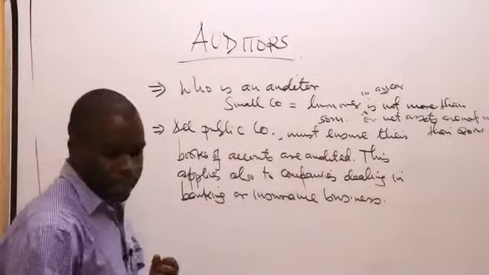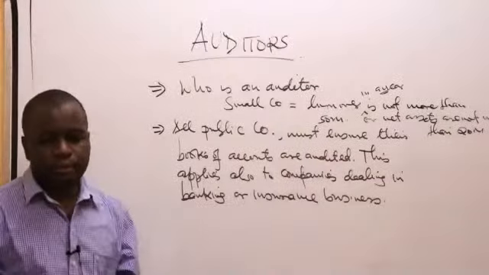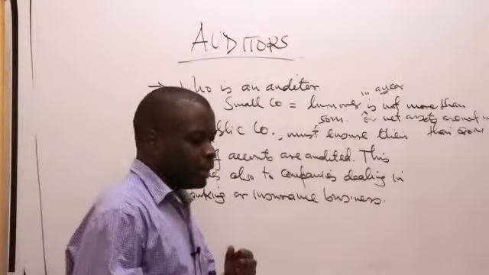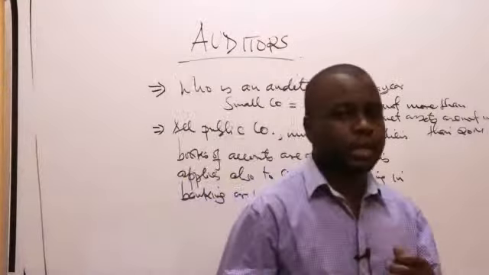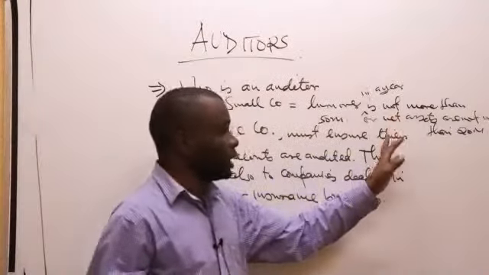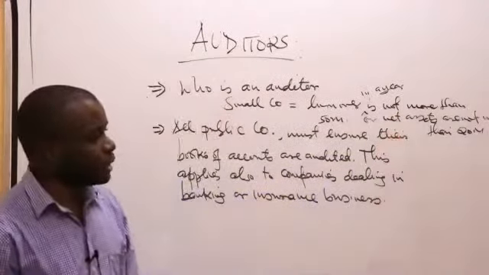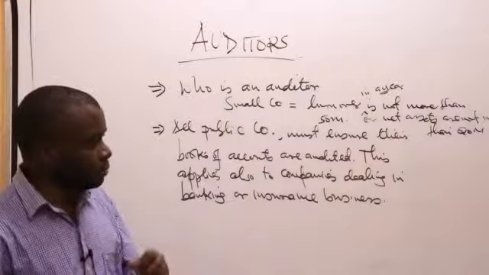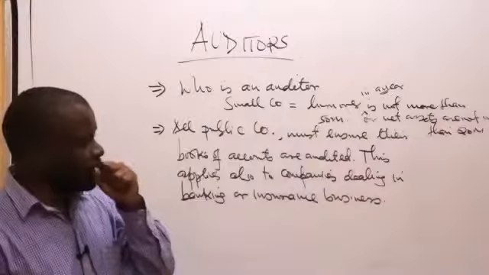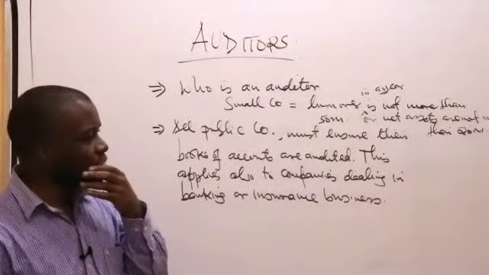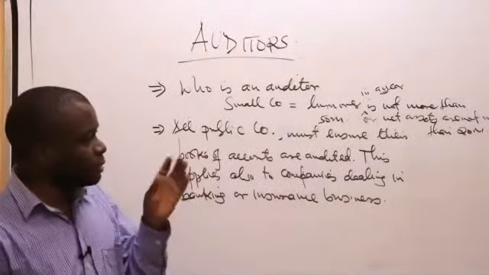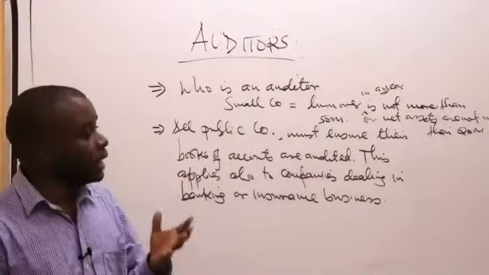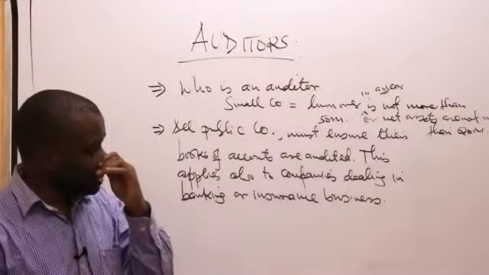So if its turnover is not more than 50 million shillings in a year, and turnover means your sales do not exceed 50 million, or your net assets are not more than 20 million, then in such a case, you will be categorized as a small company. So for small private companies, it is not a must for their books of accounts to be audited.